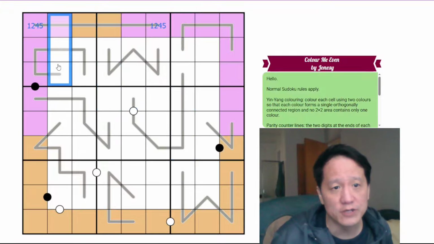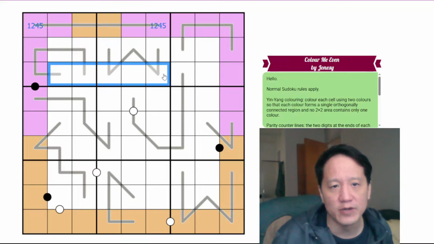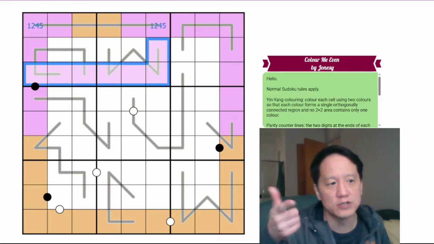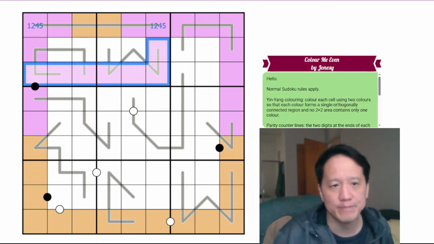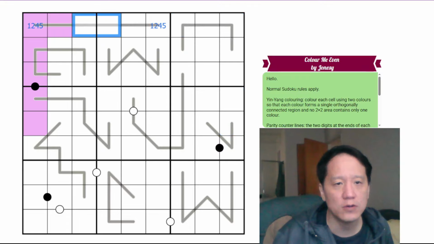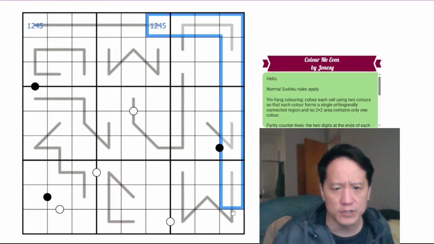Same with the pink region. If you try to get a pink region orthogonally connected, the problem is that will break the orange regions into multiple regions, which is not allowed. There's one orange region and one pink region, right? So, because of that, we know that we're going to make this all orange.